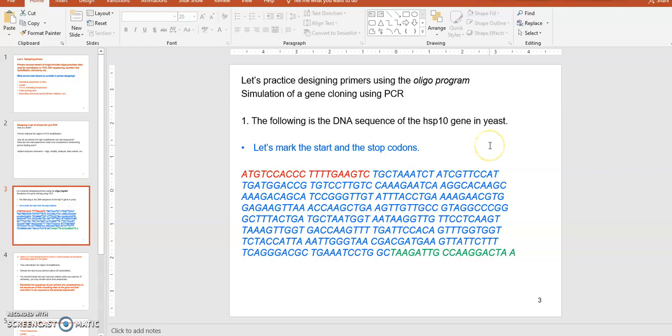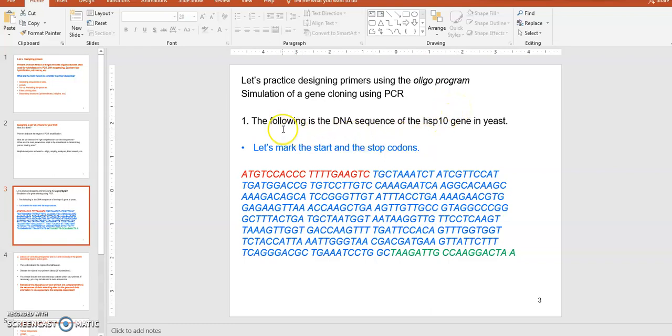So let's practice primer designing using an Oligo program simulation. You can get that program from the internet free of charge. You just need to sign up as their customer. There's a company called IDT. They make primers for you, so they have the free Oligo Analyzer available on their website. But in order to use it, you just need to sign up on their website. You can do that free of charge.